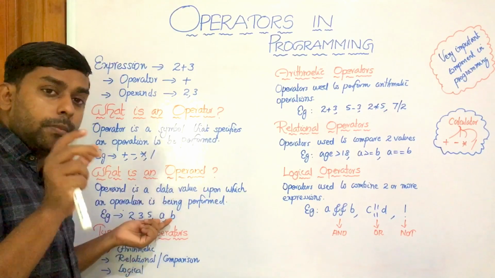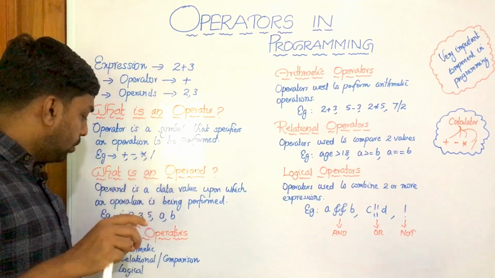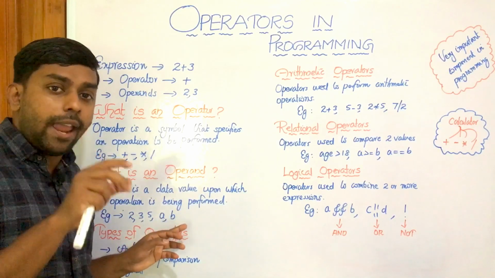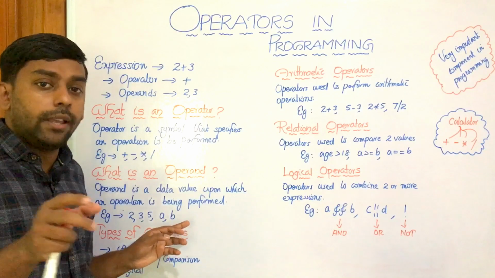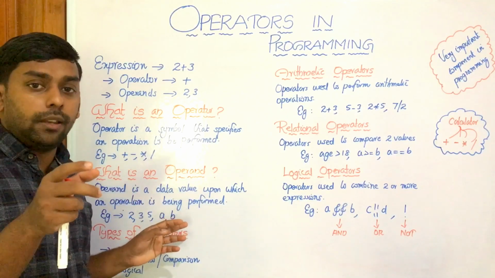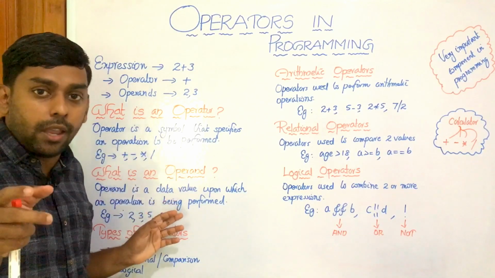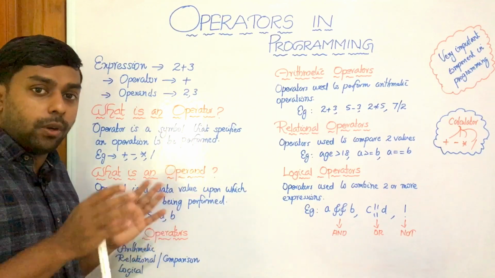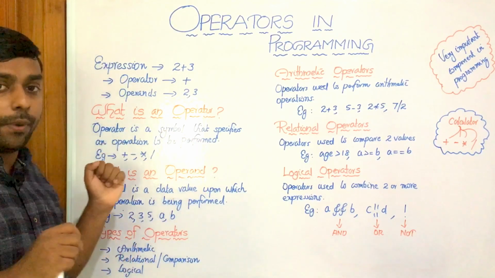In programming, we will be using A and B other than 2 and 3. Hope you get it. These are variables, and A and B can have any value. Like A can have 3, B can have 3, A can have 4, B can have 5. Any set of values can be provided to A and B. Hope you understood it, right? Yes. So that's what an operand is.